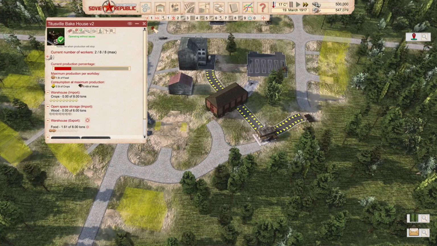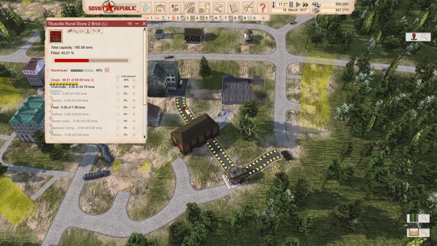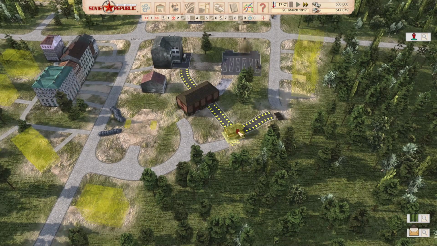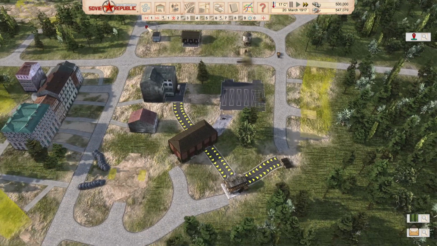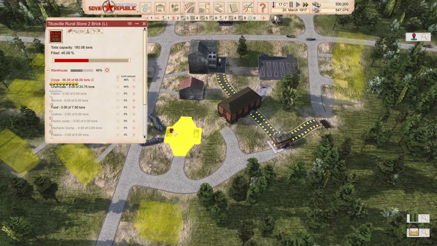It looks like we've got a few people working here, but I don't think we've got some crops here, so we're producing a little bit of food, but I'm not sure.